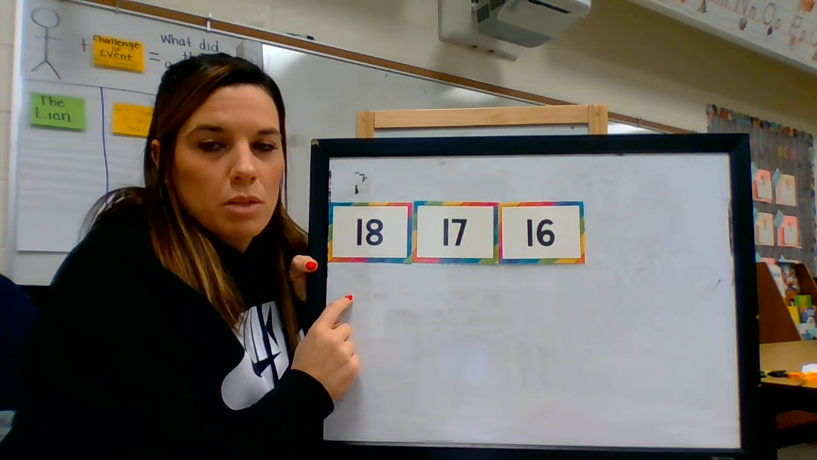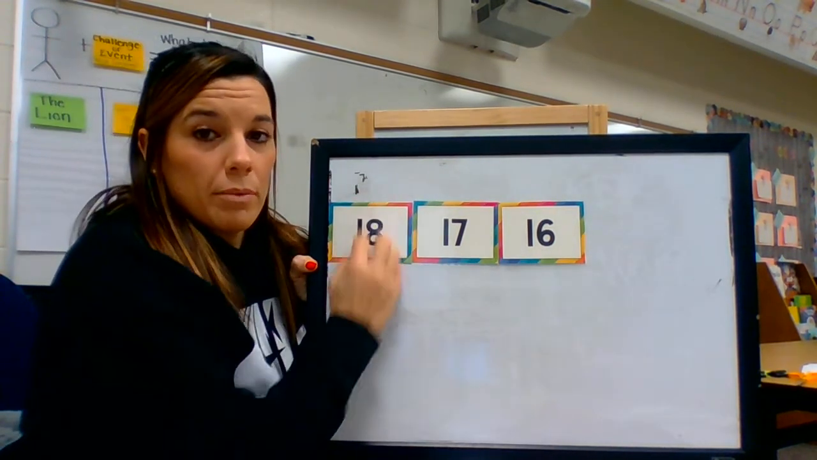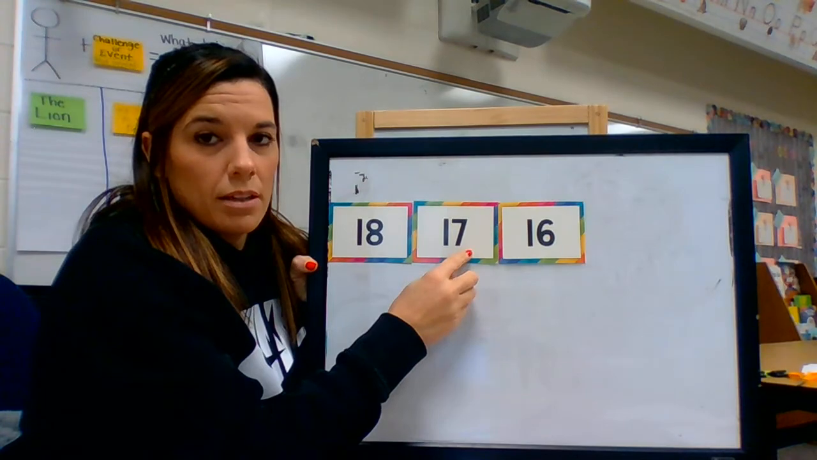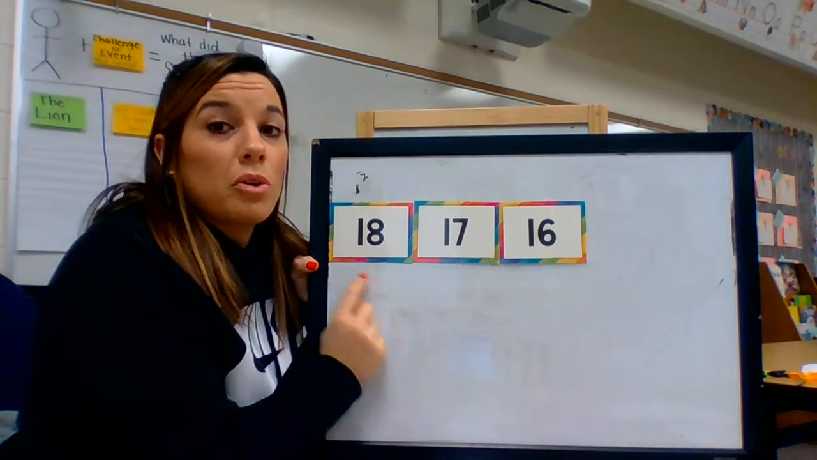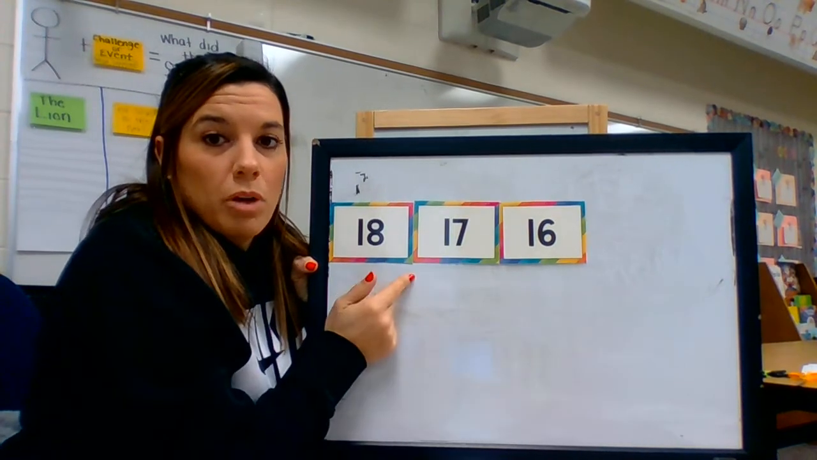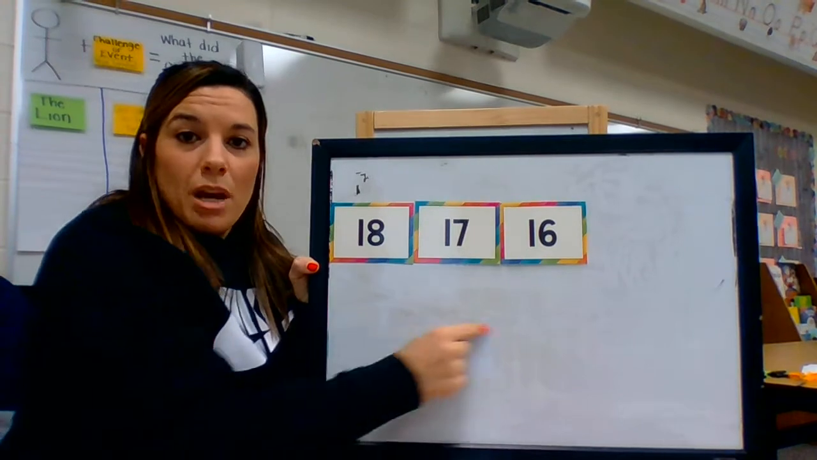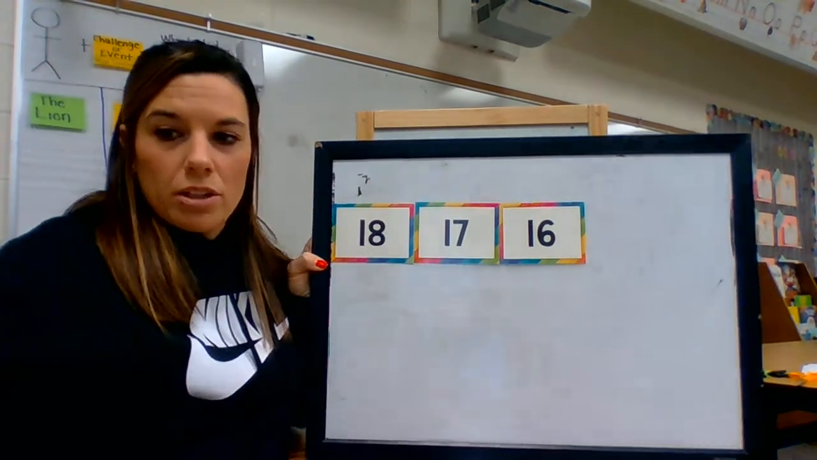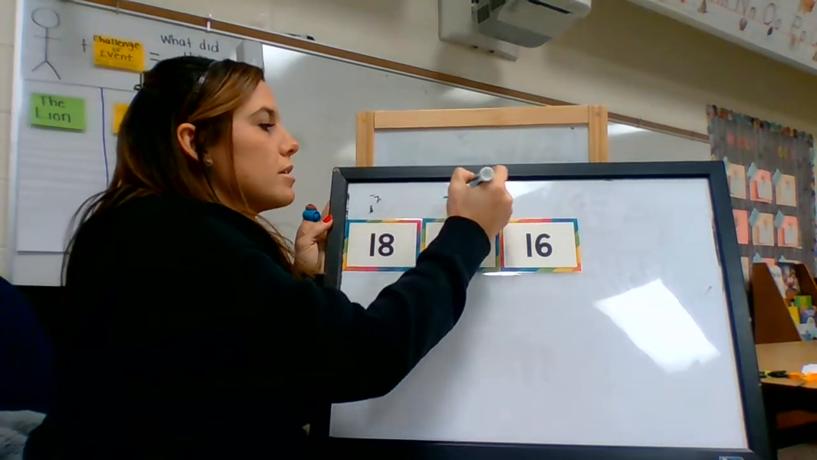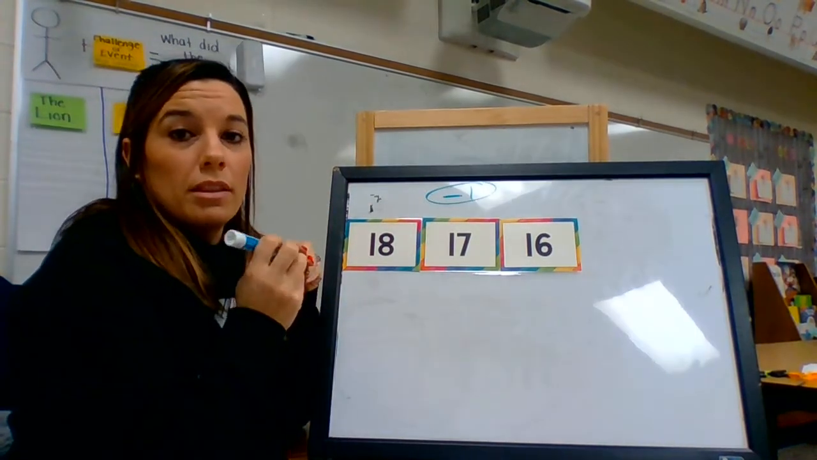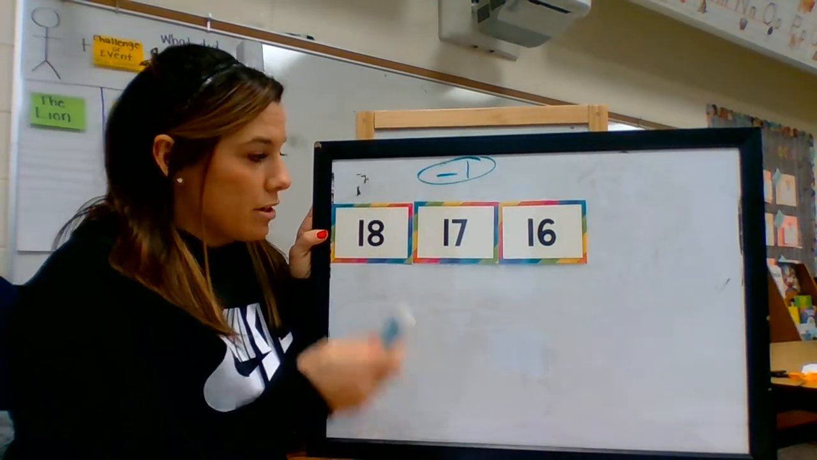So that tells me that I'm counting backwards, okay? My numbers are getting smaller. If I take 1 away from 18, it gives me 17. If I take 1 away from 17, it gives me 16. So not only are my numbers getting smaller, but they're getting smaller by 1. Okay? So if that is my pattern, minus 1, let's just write that up here. This might help us. My number pattern is to subtract 1.